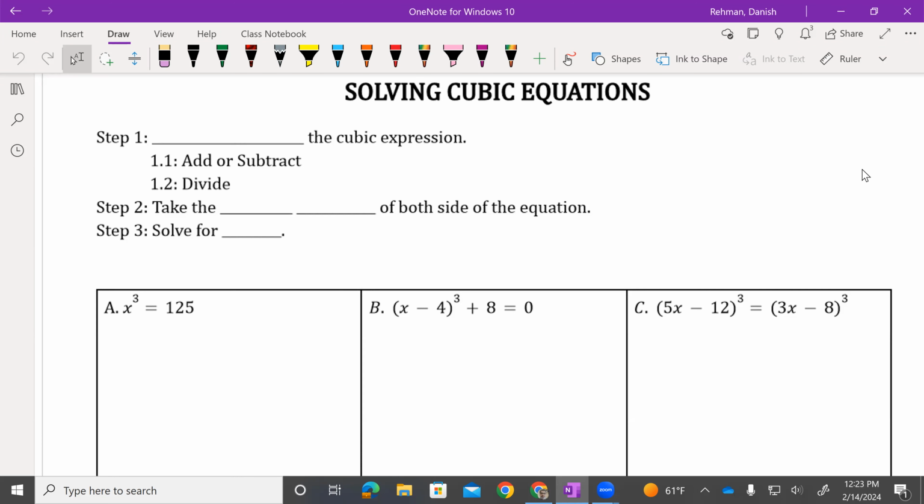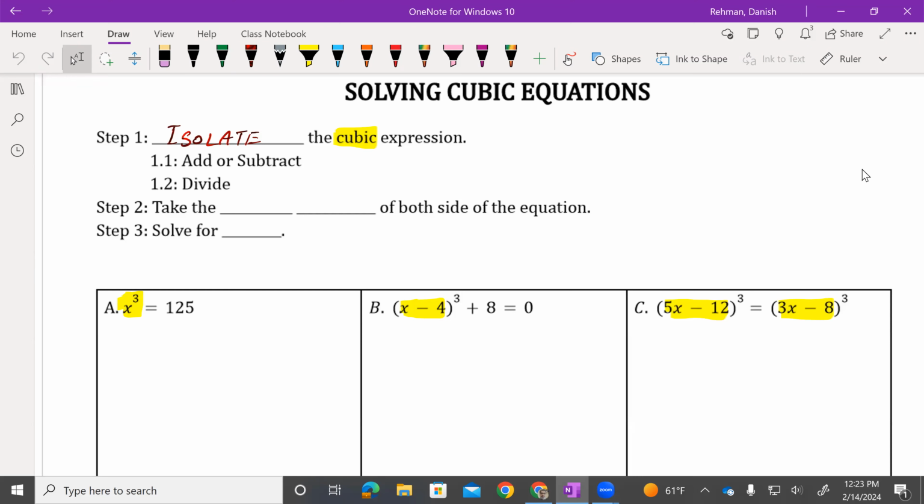Isolate. So the first thing that I'm going to put over there is isolate the cubic expression. Which expression over here is cubic? If I look at question A, this is the cubic expression, x cube. If I'm looking at the second one, x minus 4 is a cubic expression. And if I'm looking at the third one, 5x minus 12, and on the right hand side, 3x minus 8, both are cubic expressions, right?